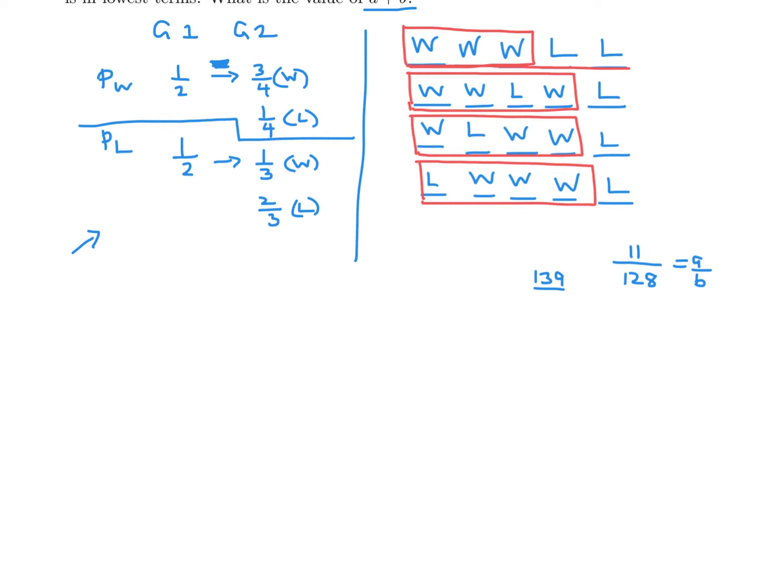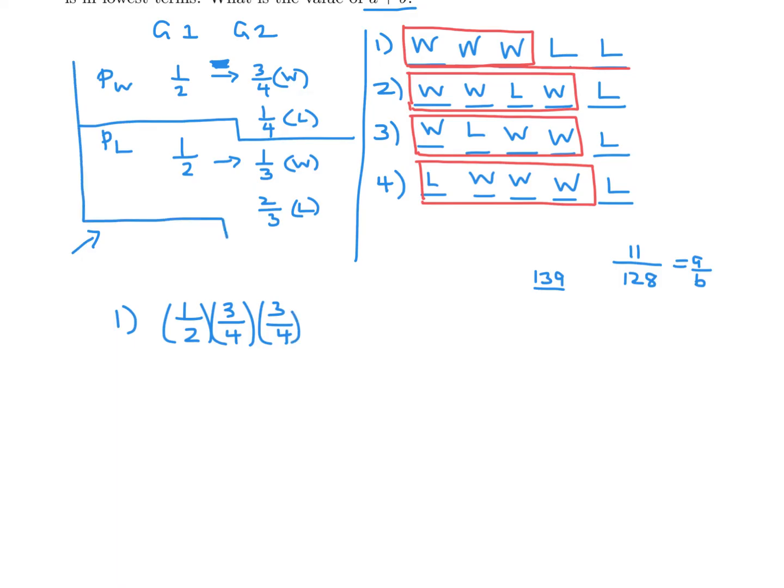So the first one, WWW, let's just put a little label here, 1, 2, 3, 4. Probability of winning the first one is a half. And then after winning the first one, the probability of winning the second one is 3 over 4. And then the probability of winning the third is again 3 over 4. I'm getting those numbers directly from here. And then, of course, you have to multiply them all to get the full probability of that scenario, WWW. And when you do, this is 3 over 32.